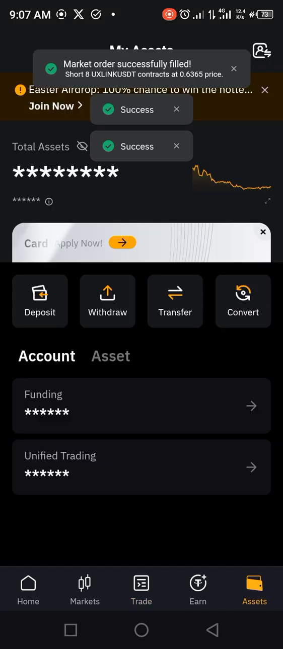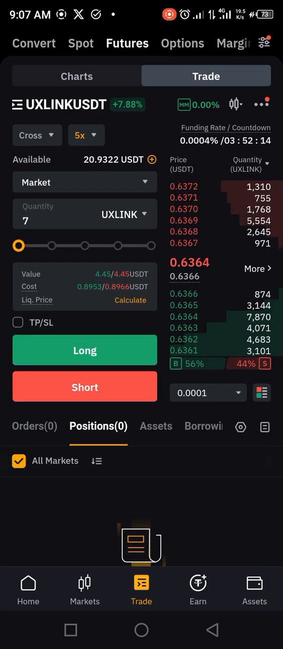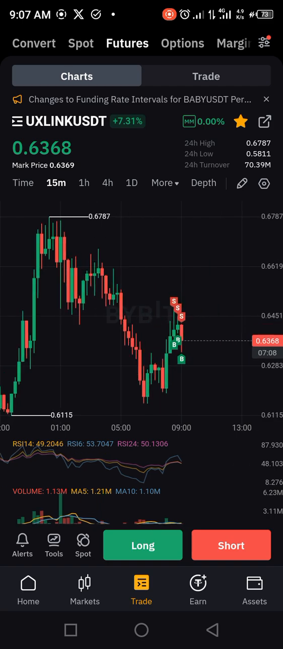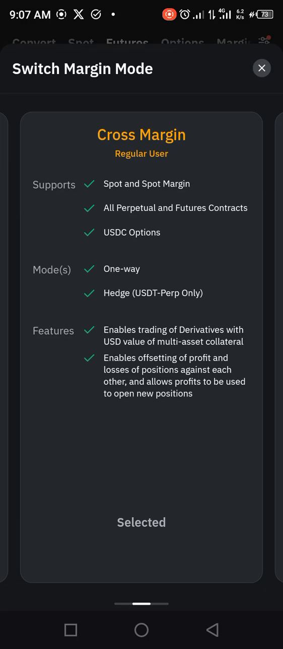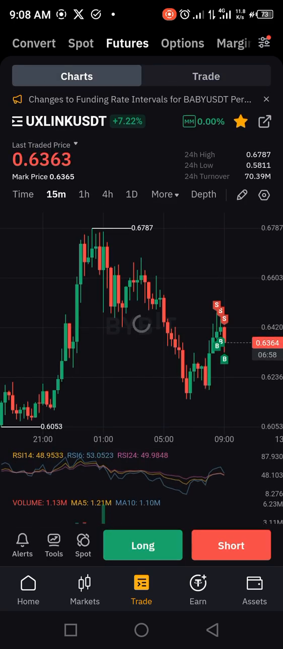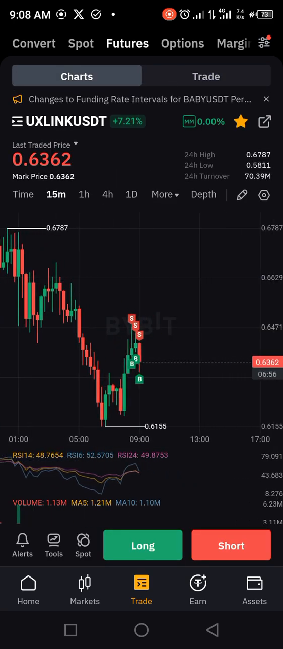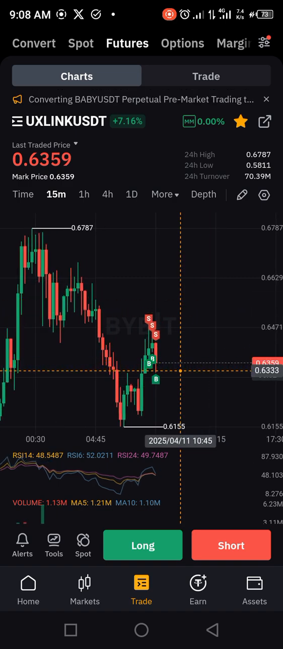Now, probably you want to enter this trade with limit order. You want price to come to a particular price level before you enter. That is when you click here. No, you click here and change it to limit.